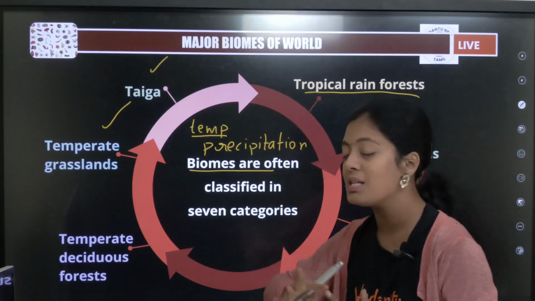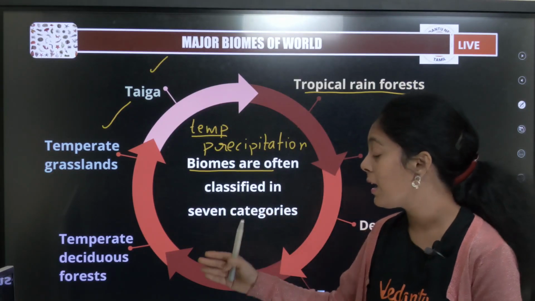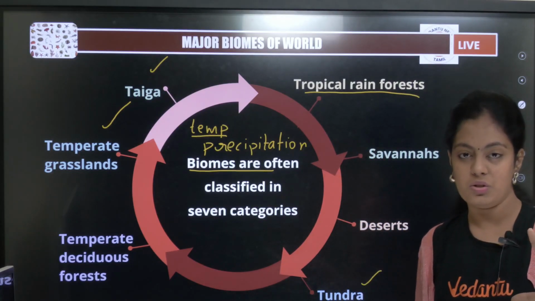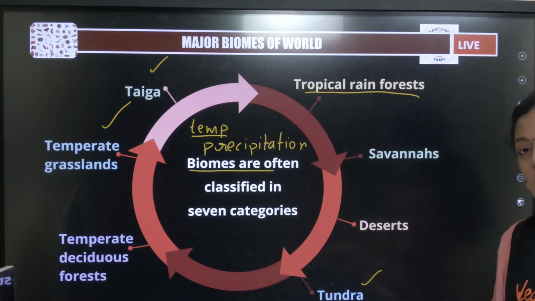So what is a deciduous forest? There the leaves are shed at a particular time of the year. That is what we call a deciduous forest. So biomes are ecosystems. So they say there are this many varieties of ecosystems in our world.